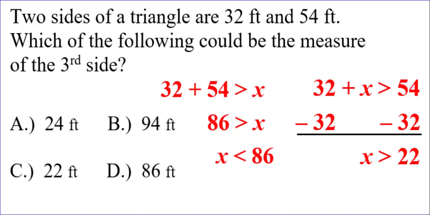And there is only one answer choice here that is actually between 22 and 86, and that is choice A. Choice C, 22 is not greater than 22. Choice D, 86 is not less than 86. So don't be fooled by answer choices like those. It has to be in between.